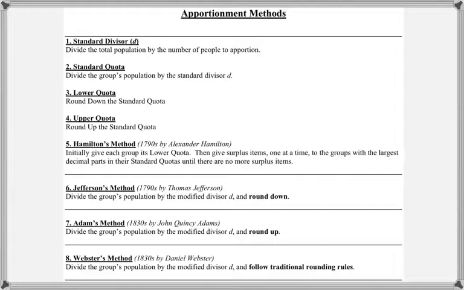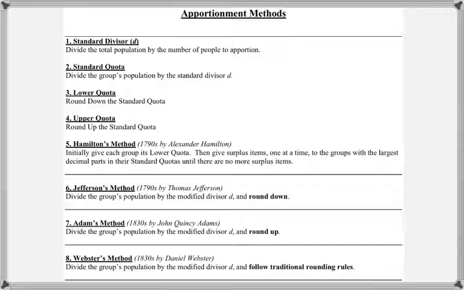This section is on apportionment methods. Apportionment deals with having a limited resource and how do we distribute or apportion that resource across different groups. So we will be dealing with questions where we have a certain number of medical clinics and we only have a limited number of doctors. So how do we apportion those doctors across those different medical clinics?